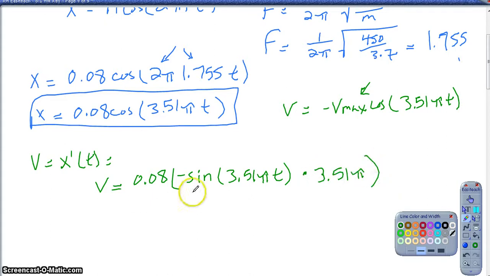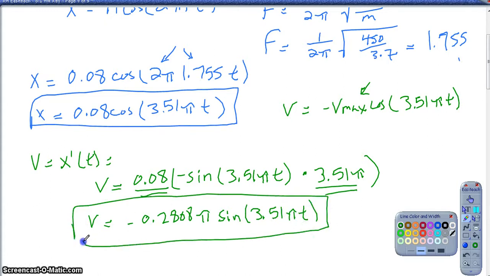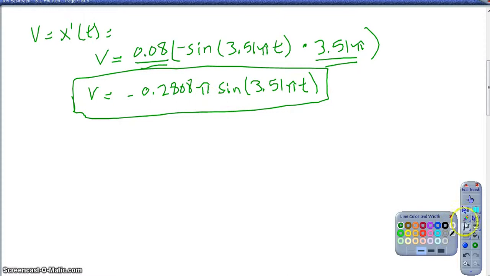pi as well. Cleaning this up a little bit, I've got my velocity equals, multiplying the 0.08 times this and making that negative. When I take 0.08 times 3.51 pi, I get negative 0.2808 pi, obviously taken to a few decimal places, and then times sine of 3.51 pi t. Notice it should be a negative number, and that's perfectly fine. The derivative of cosine is negative sine, so it should in fact be a negative function for us. All I did was multiply the numbers that I could, and I left pi in the answer.